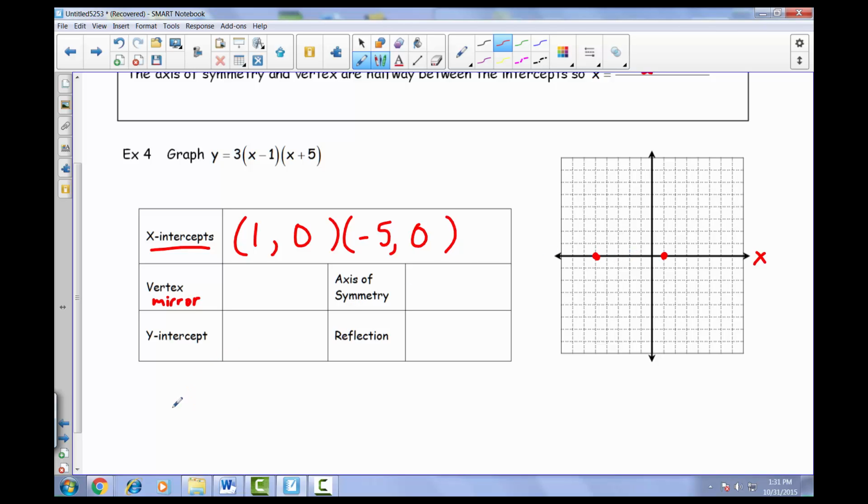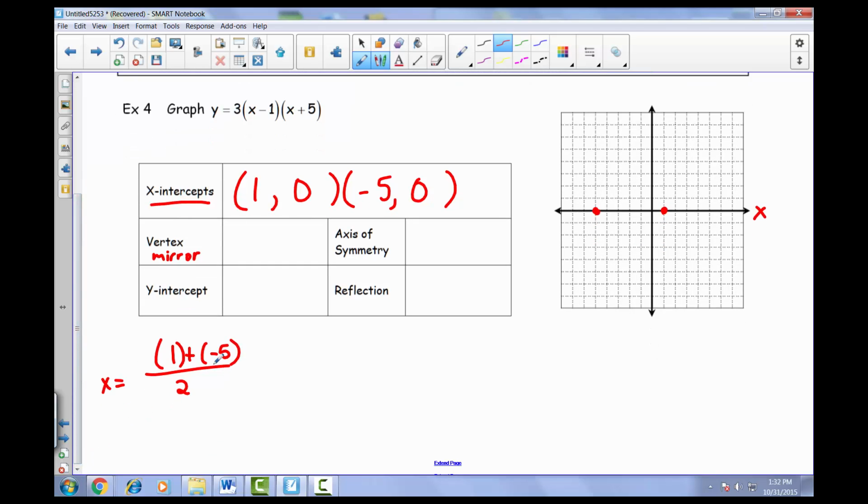So that's why we're trying to see where the vertex is when it's halfway between these 2 points. In order to find that vertex, we're going to take our P plus our Q. So 1 plus our Q, negative 5. Add those together and divide by 2. This again is going to give us our x value. So 1 plus negative 5 comes out to be negative 4 divided by 2. So x comes out to be negative 2.